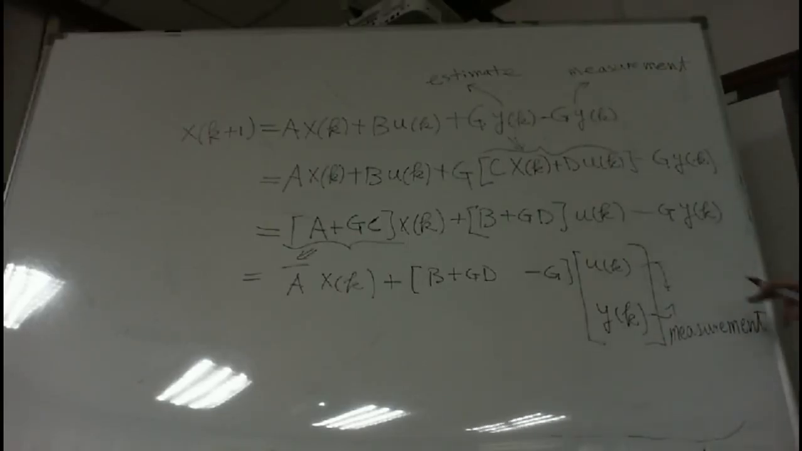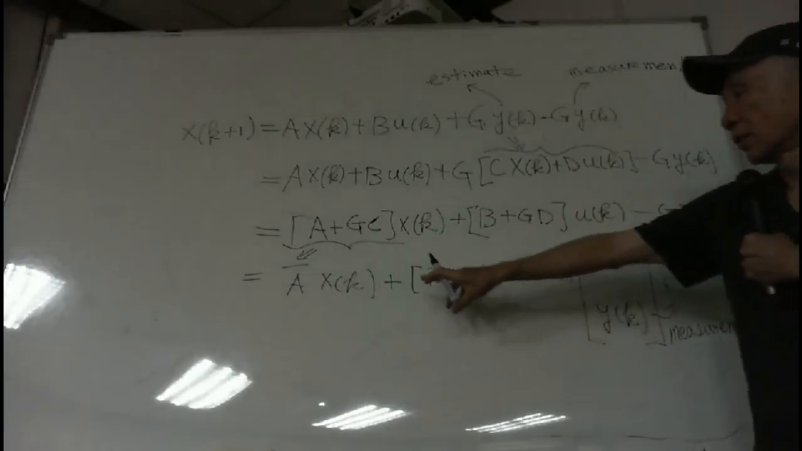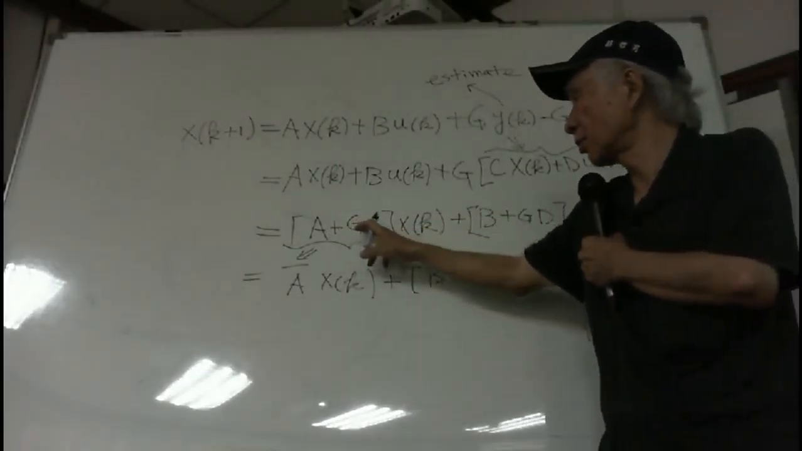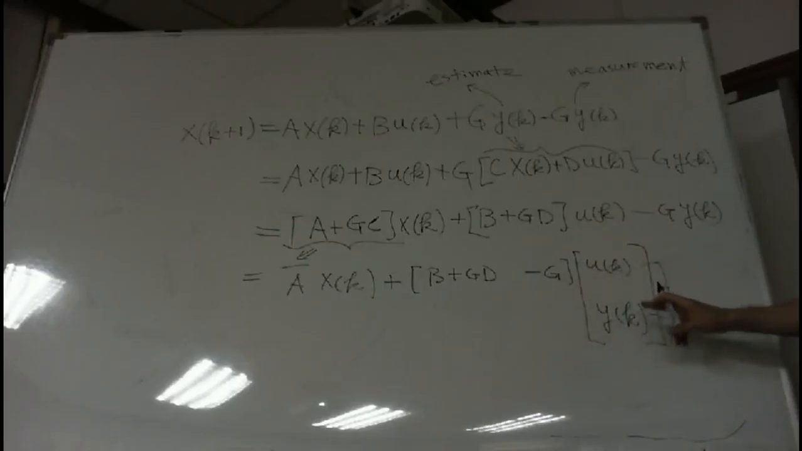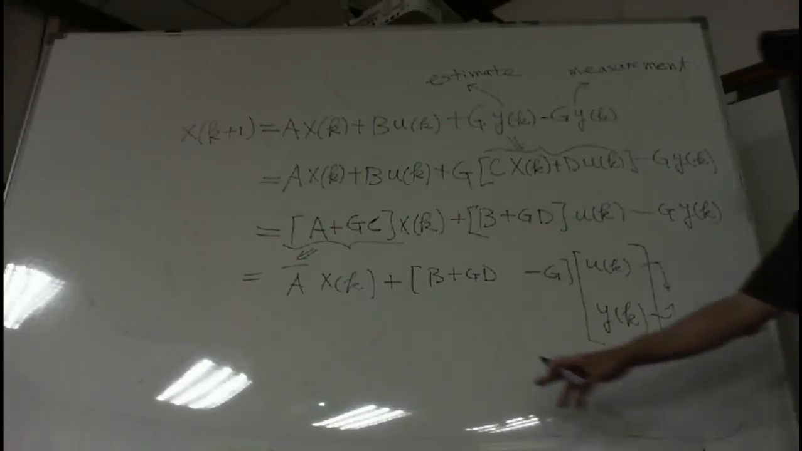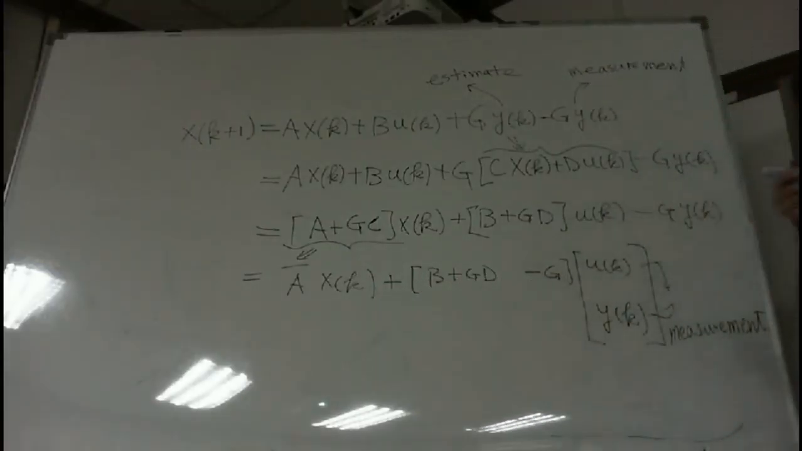All right, this is both of them for measurement. So I can write this equation like this: X bar, that's A plus GC, B plus GD minus G, U_k, Y_k. And again, this is from our measurement. That's available from our measurement. And this X_k and so on. All right, understand now?